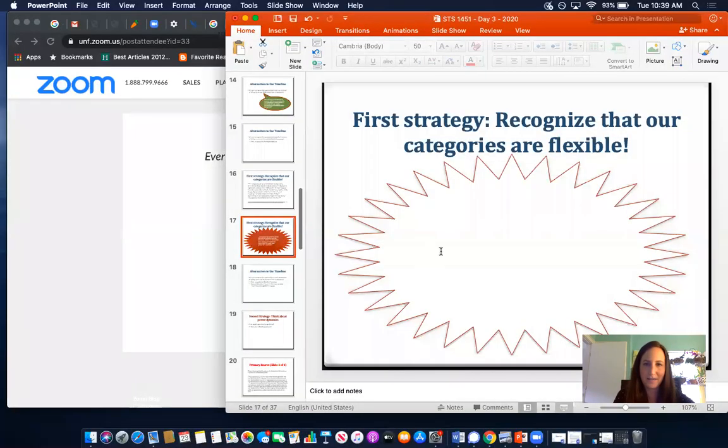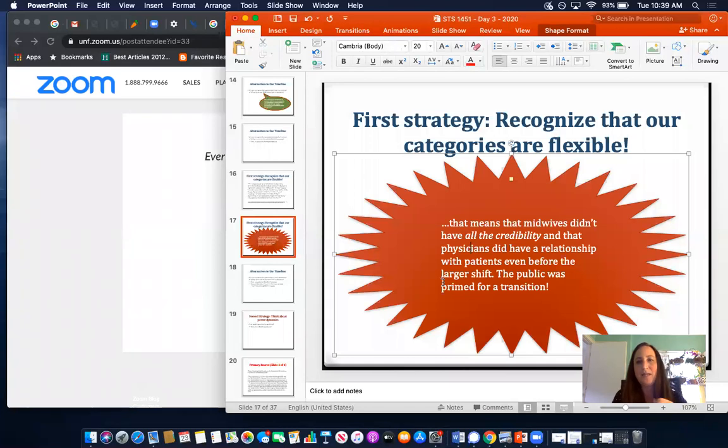That slide is funny. That means that midwives didn't have all the credibility, and physicians did have a relationship with patients even before there was a larger shift. The public was primed for a transition.